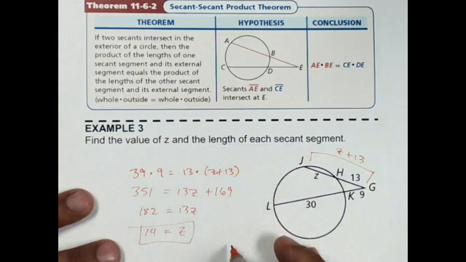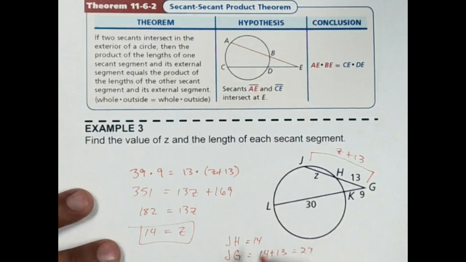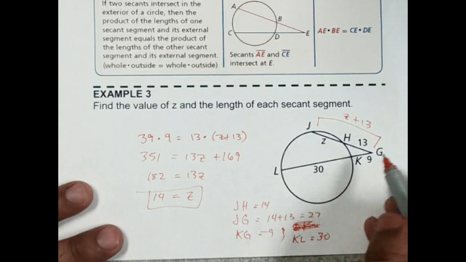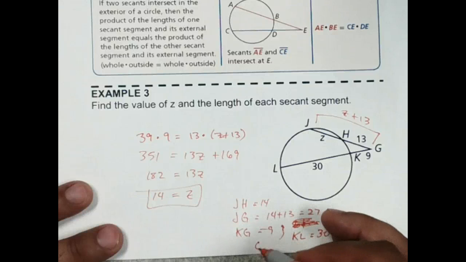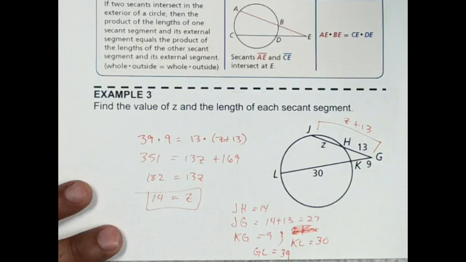So JH is going to be 14. JG would be 14 plus 13, which is 27. And then the rest of them are done for you. KG is 9. We can say KL would be 30. And then GL would be 39. So those would be all the different secants.